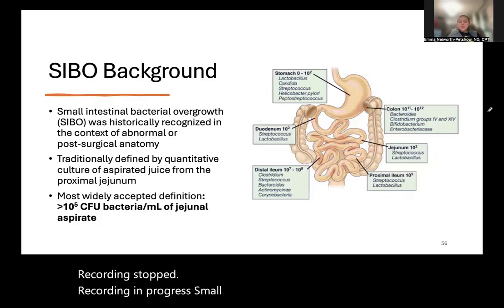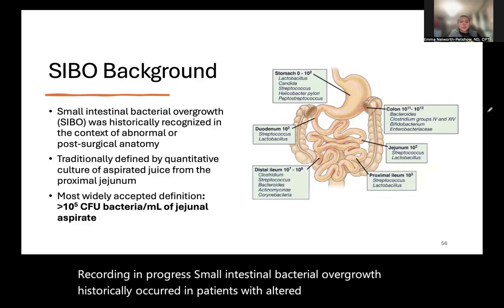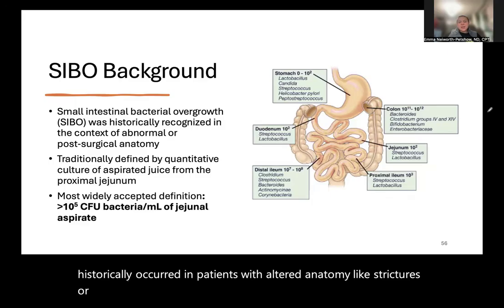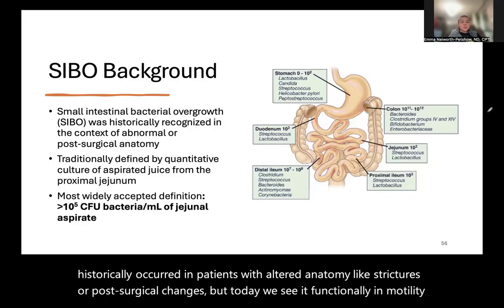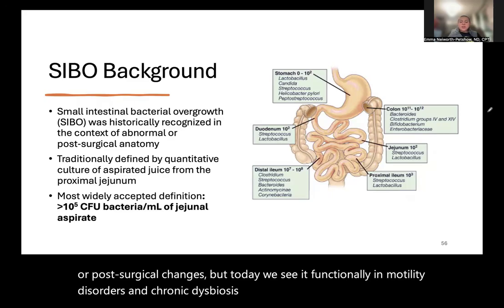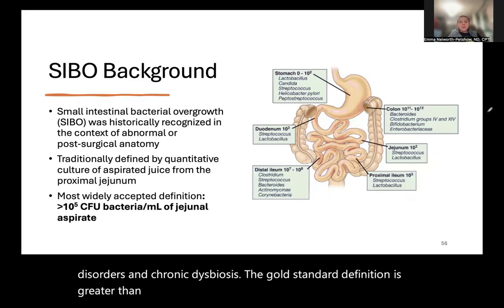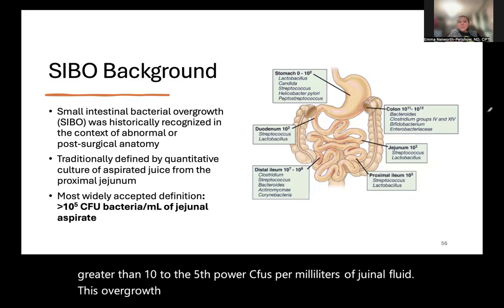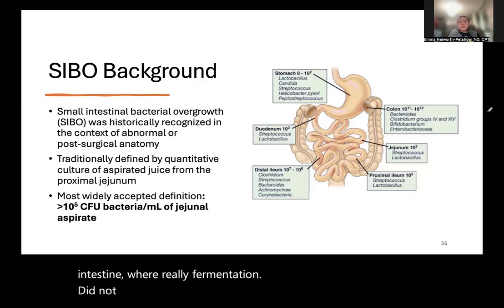Small intestinal bacterial overgrowth historically occurred in patients with altered anatomy, like strictures or post-surgical changes, but today we see it functionally in motility disorders and chronic dysbiosis. The gold standard definition is greater than 10^5 CFUs per milliliter of jejunal fluid. This overgrowth of bacteria shifts fermentation into the small intestine, where fermentation should not happen. This leads to symptoms of bloating, gas, heartburn, diarrhea, or constipation.